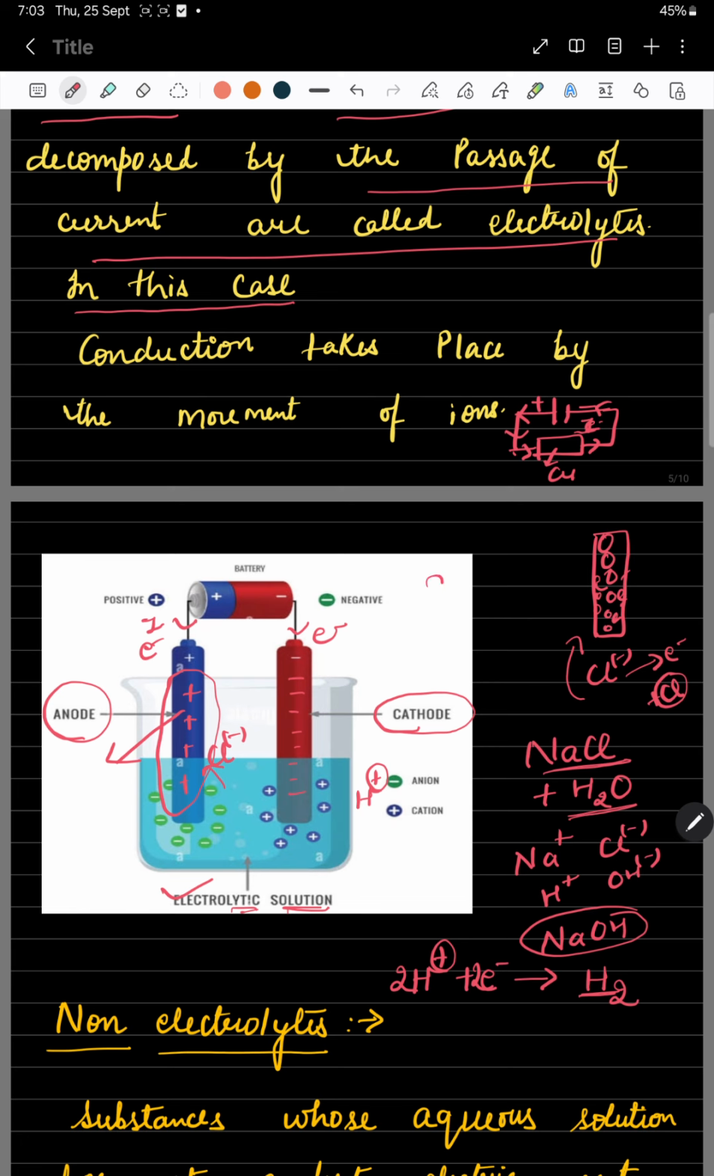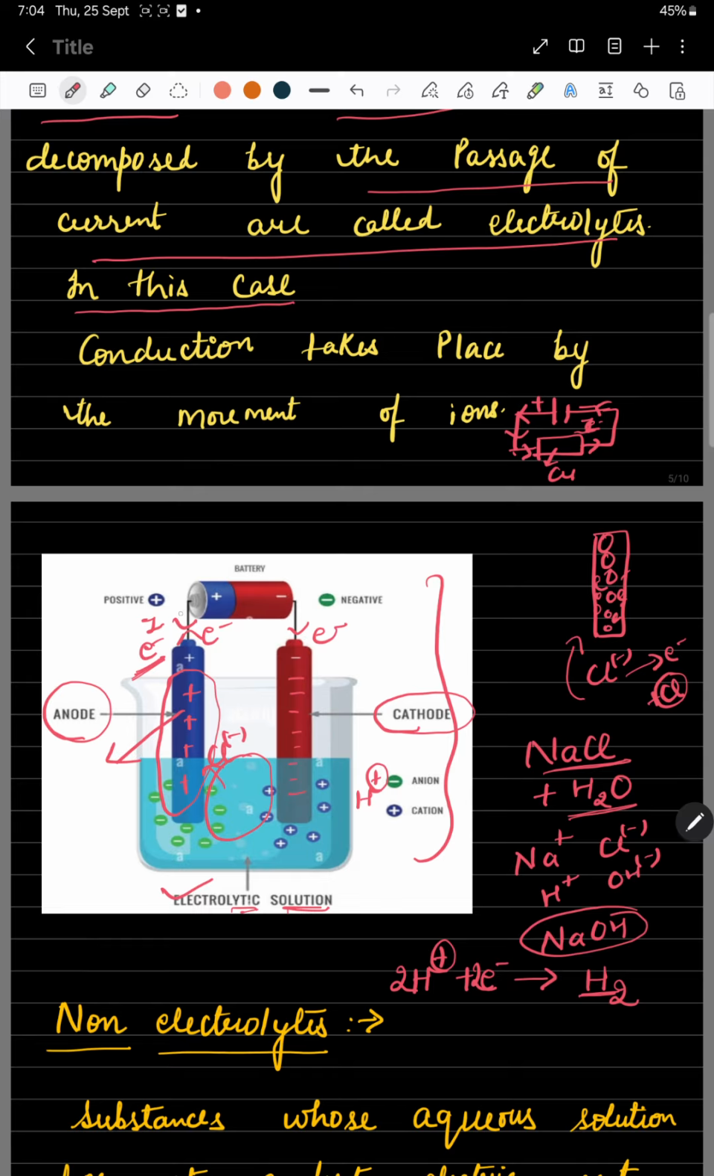Now, this phenomenon is also a circuit. We can easily understand, this is my battery, these are my electrodes. In the place of this metallic sheet, we have placed an electrolytic solution. This electrolytic solution is capable of passing the current from positive to negative. How is it possible? With the help of free ions. Electrons are going from anode to cathode.